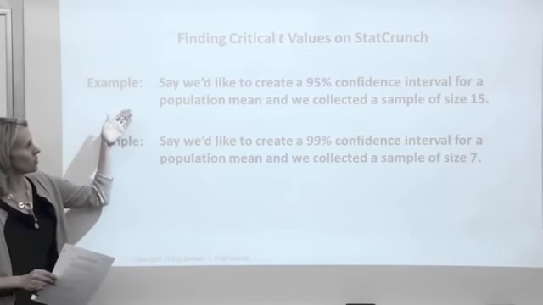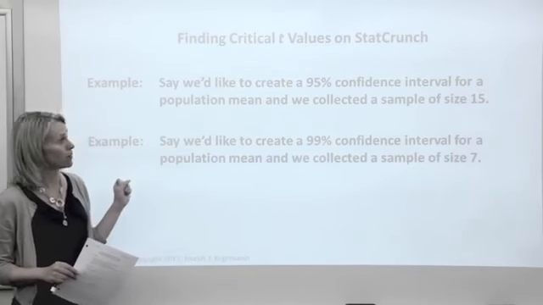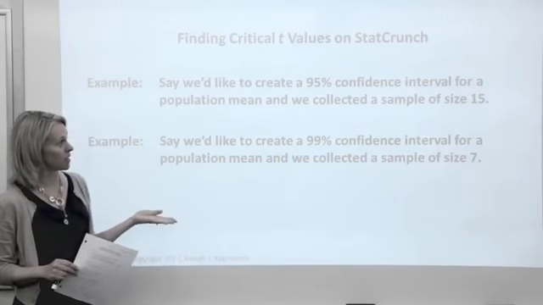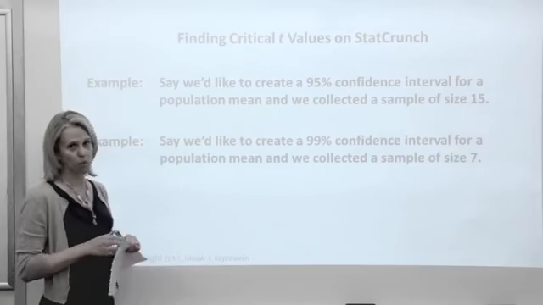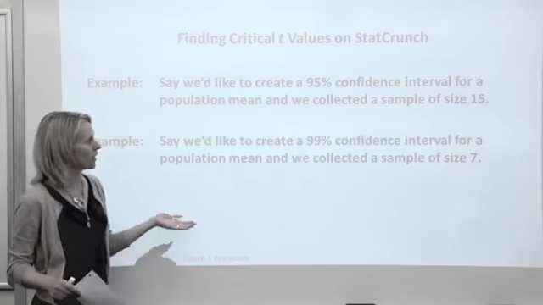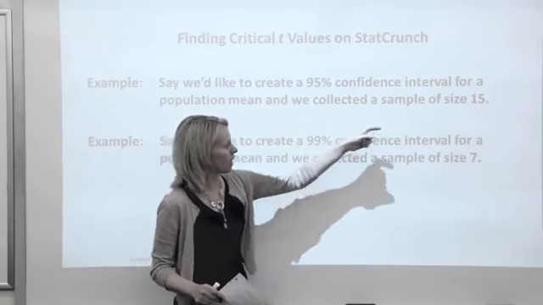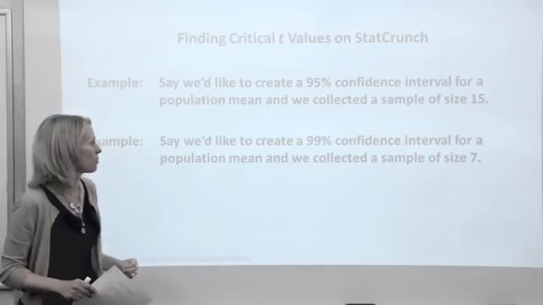First, we'll say that we'd like to create a 95% confidence interval for a population mean. We collected data and had a sample size of 15. So we'll look at that first. You'll notice that the critical t-value is going to be based on the fact that we want to be 95% confident as well as that sample size. Those are the two things that will be very important.